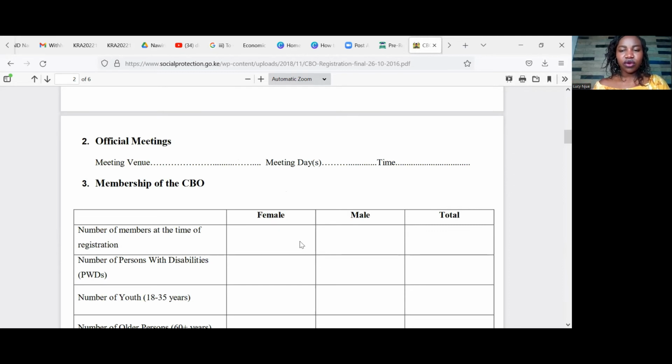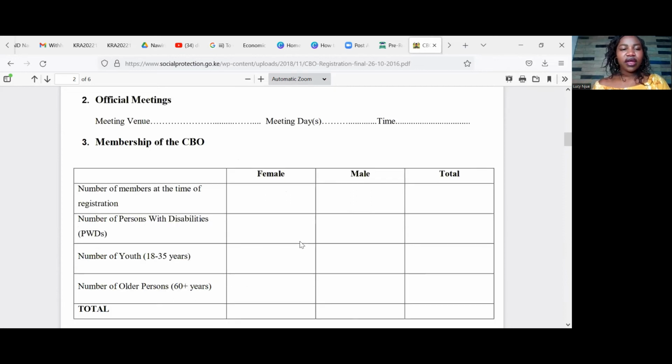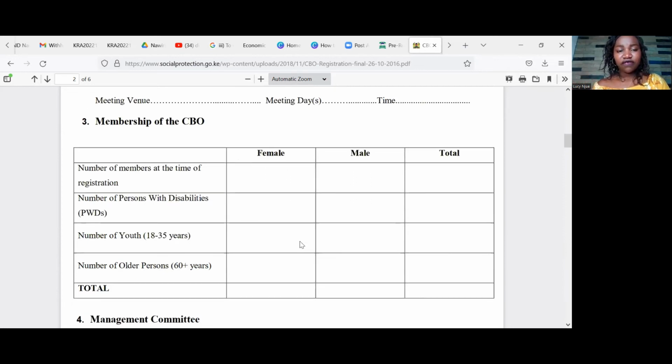So you need to show when the meeting happened, where, and the time, and then the membership. So they want to know the number of members at the time of registration. And you can see segregation by gender, either male or female. If there are any number of persons with disabilities who are part of this CBO or membership of the CBO, the number of young people or the youth 18 to 35 years, and the number of older persons. So you provide that breakdown.